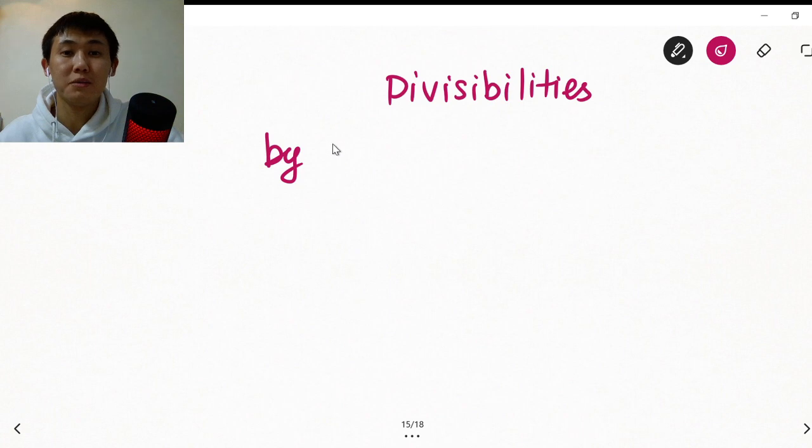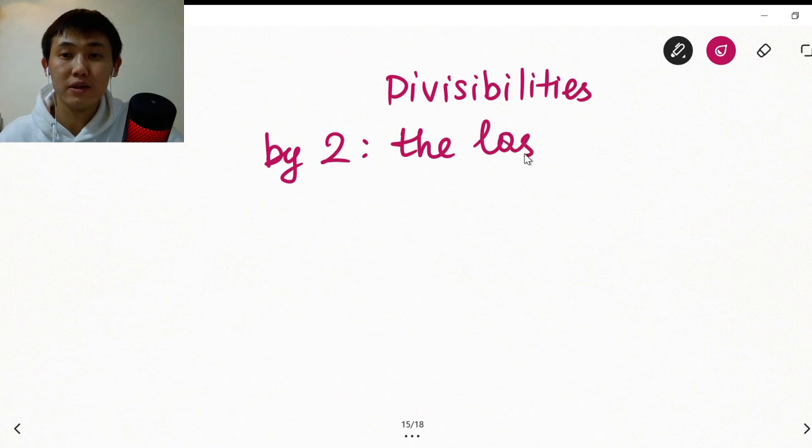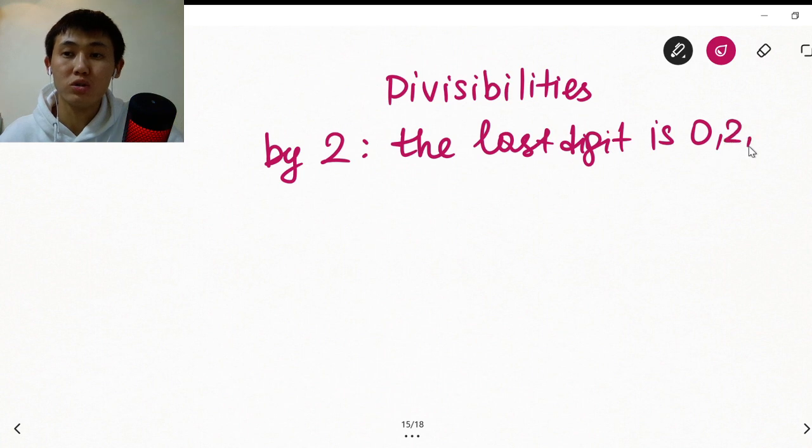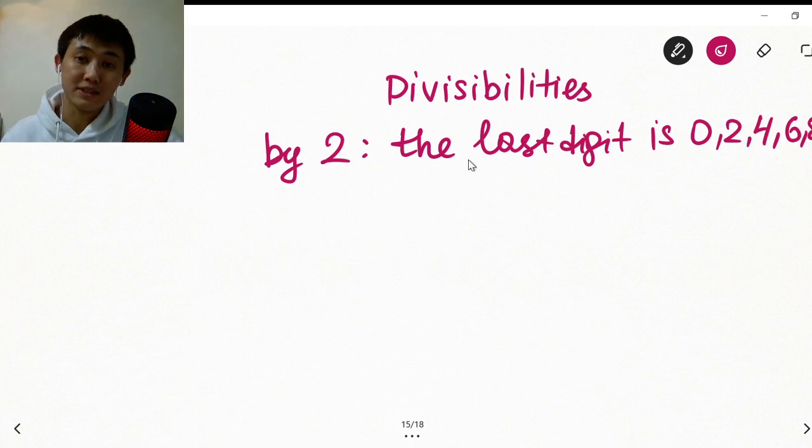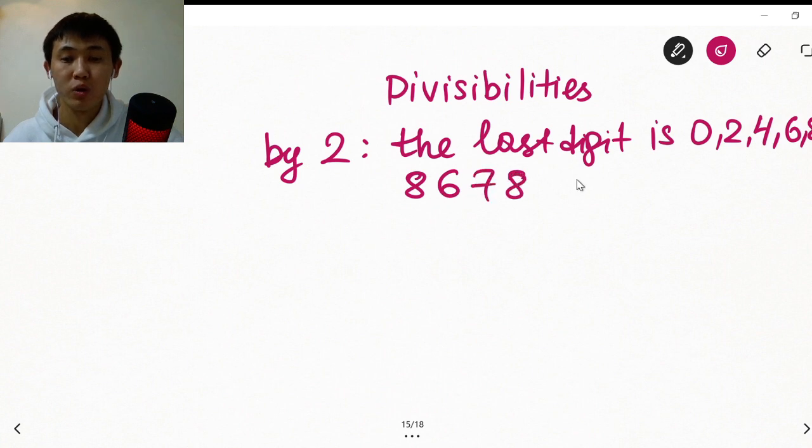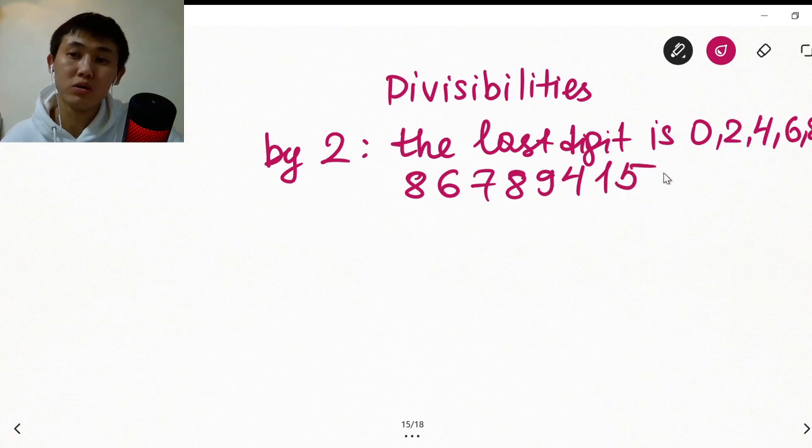So if the number is divisible by 2, then the last digit is 0 or 2 or 4 or 6 or 8. If the last digit is 0, 2, 4, 6 or 8, the number is divisible by 2. For example, we don't need to divide it all by 2 to know if it's divisible by 2 or not.